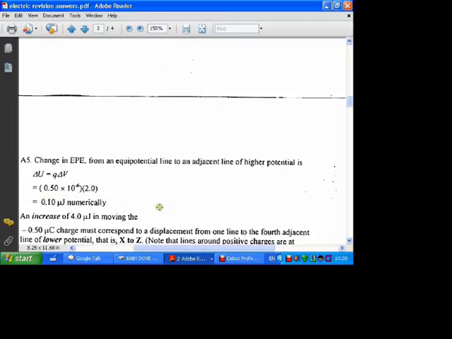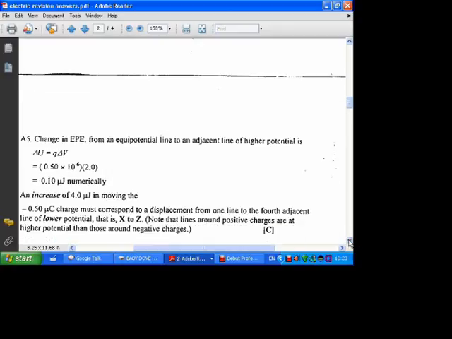Okay, 1 microjoules. An increase of 4 microjoules in moving the minus 0.5 charge must correspond to a displacement from one line to the fourth adjacent line, because you have 1 microjoules when you move from one line to the next one. So you must move through 4 lines, and you must move through a lower potential. So the best answer, you look at all the things, you count, then I think the best answer should be x to z. Sorry, x to y is only 3 lines, so x to z.